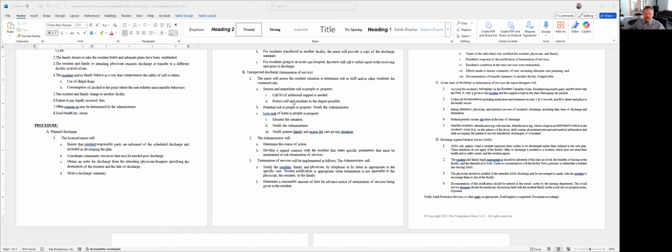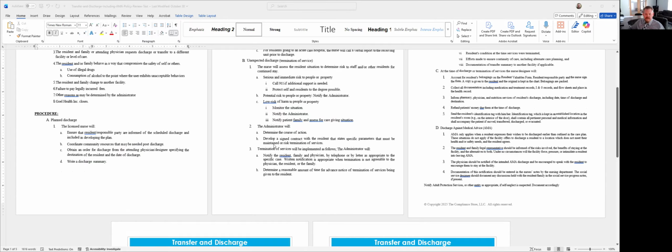If there's a risk where the patient is causing harm to people, if he or she's causing harm to people, we're calling 911, right? But if it's the physical property, you guys got to let me know. Damaging the walls, stuff like that, breaking windows. Low risk of harm to people or property, just monitor, notify myself as well, notify the family and assess for ways that we can. What I'm going to do is I'm going to determine the course of action.